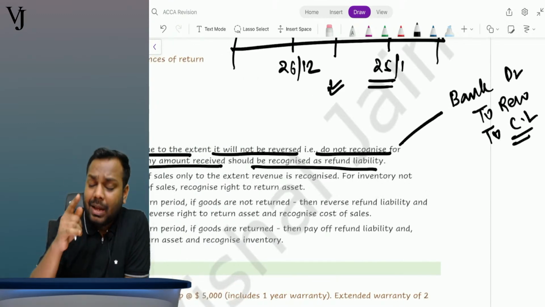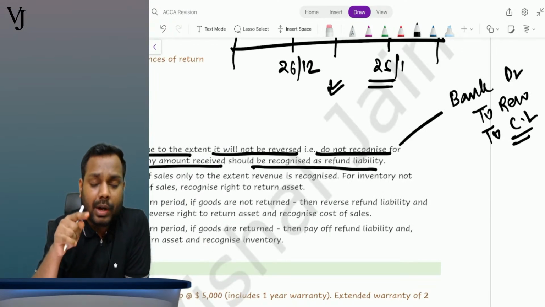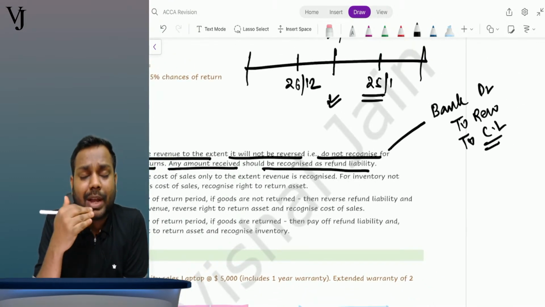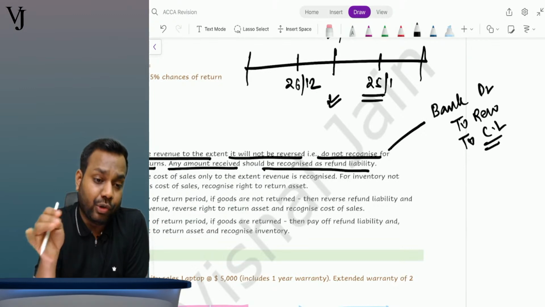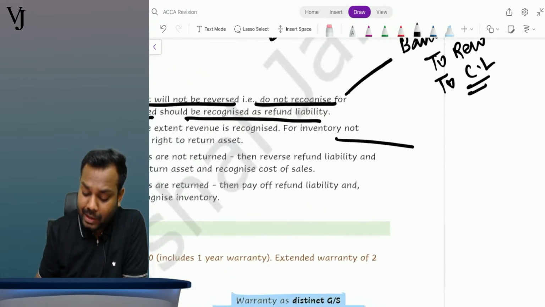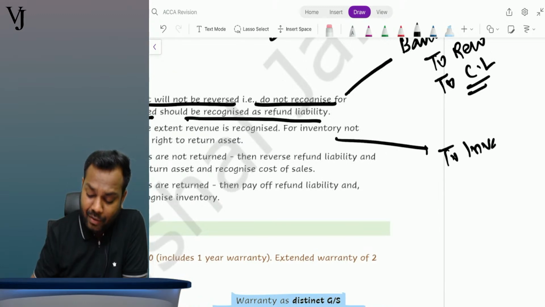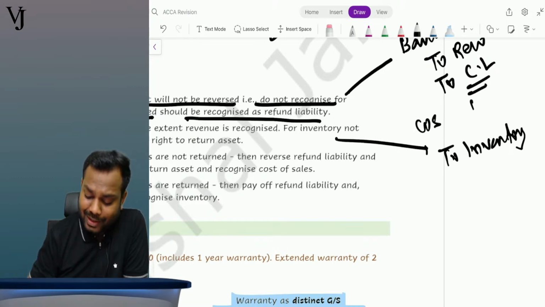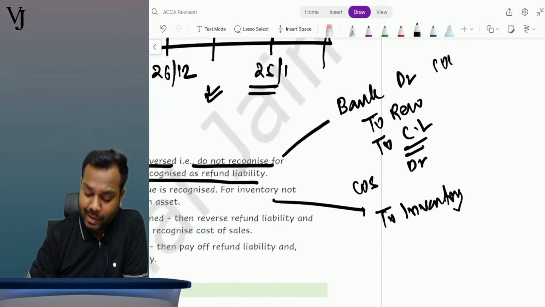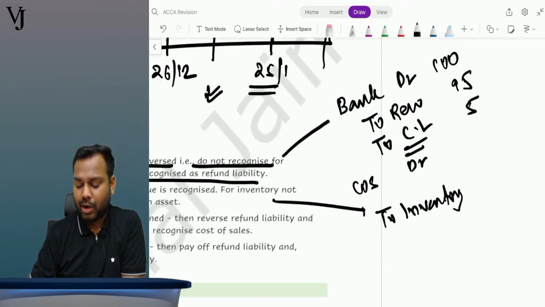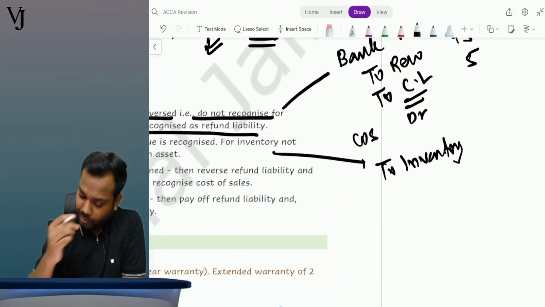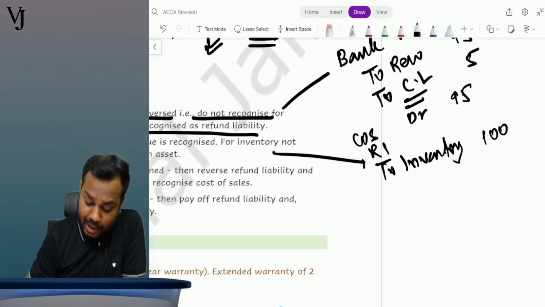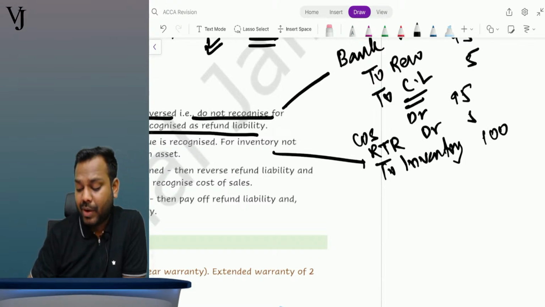Now, applying the matching concept, if I have not recognized revenue, I will not recognize cost of sales for that either. But even though I cannot recognize cost of sales, my inventory has reduced because the inventory is with the customer. So I will record cost of sales account debit. Let's suppose bank is 100, revenue is 95, and refund liability is 5. Similarly, inventory will be reduced by 100, cost of sales 95, and I will write here right to return asset debit 5.